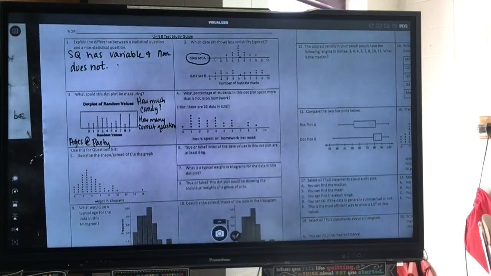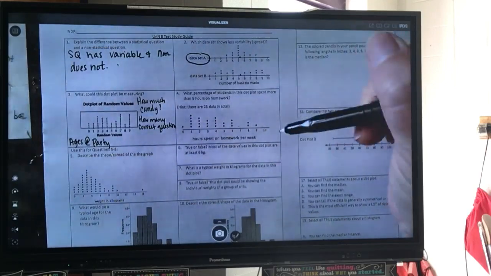So this next question says what percentage of students in the dot plot spent more than 5 hours on homework? So now, how do we go about solving this problem? How do you guys go about solving this problem? I found the median and the mean of 5, and I knew that every quarter is 25%, so anything past 50 would be 25%, and I added 50%. So I got 50%.